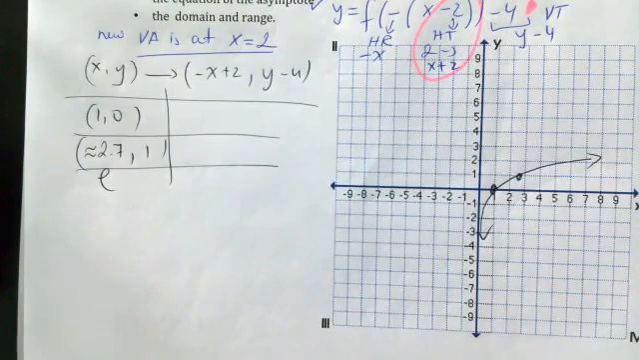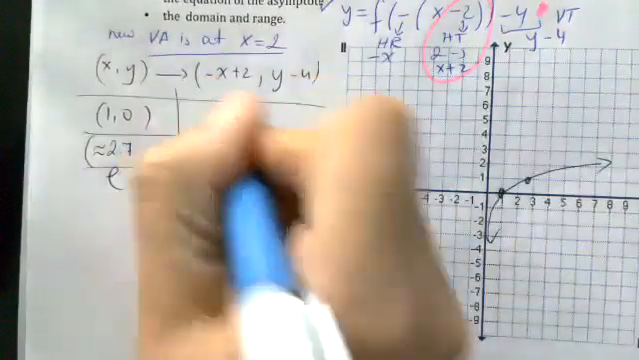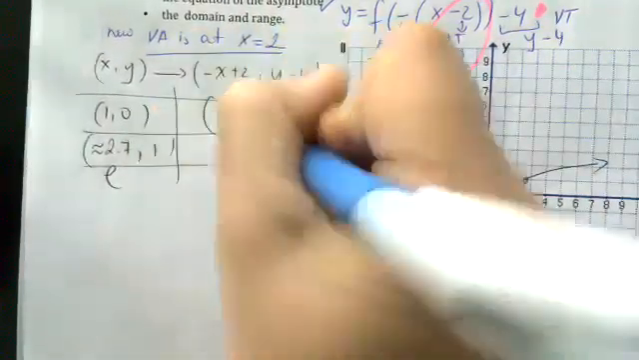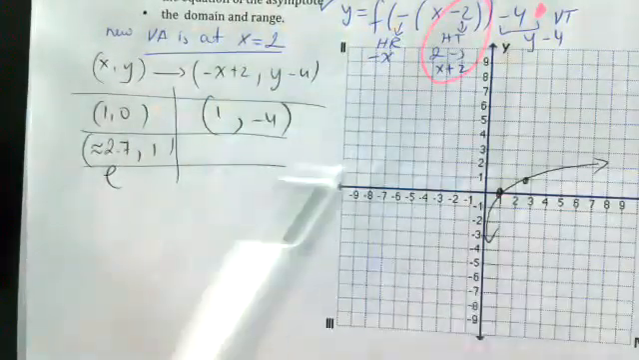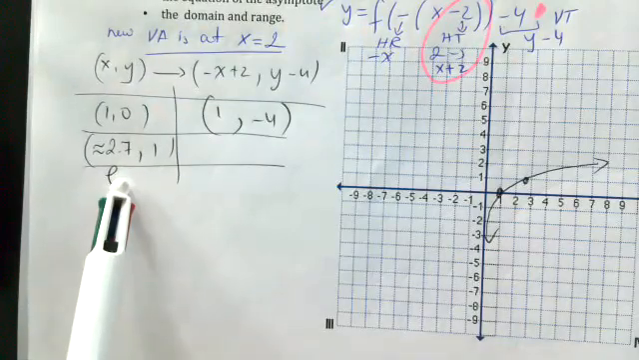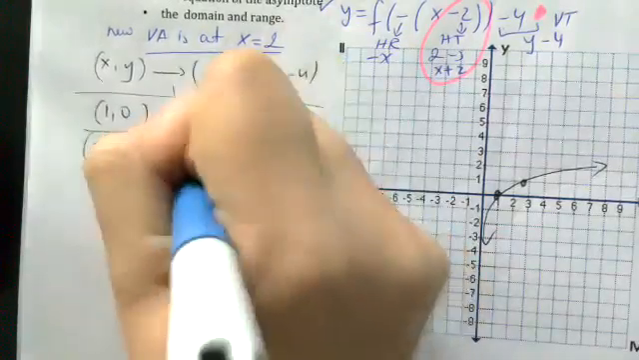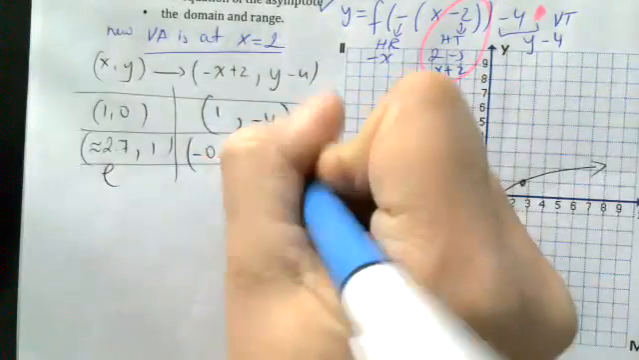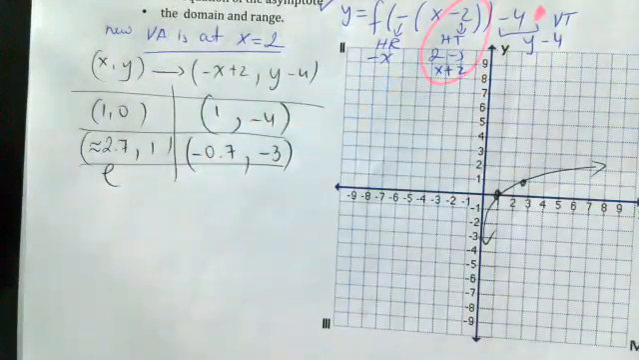So let's get going and calculate. Negative 1 plus 2 is 1. And then 0 minus 4 is negative 4. Negative 2.7 plus 2 is negative 0.7 approximately, and 1 minus 4 is negative 3.